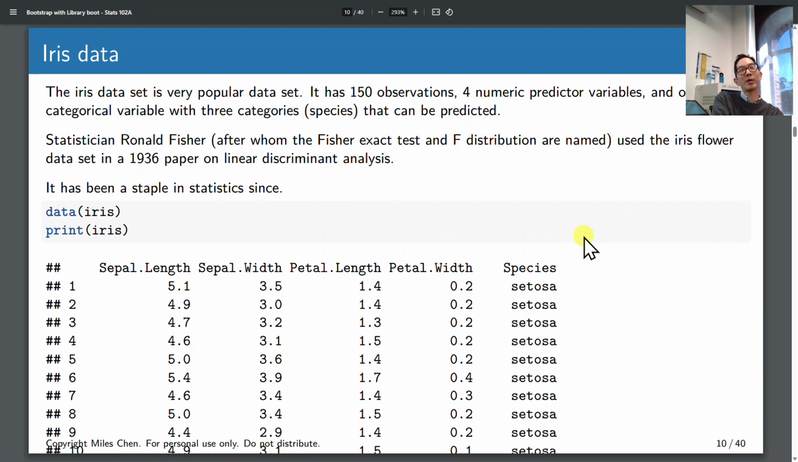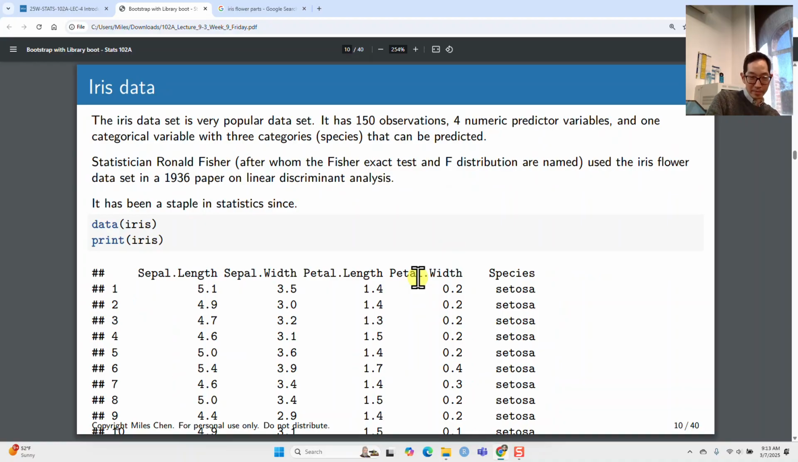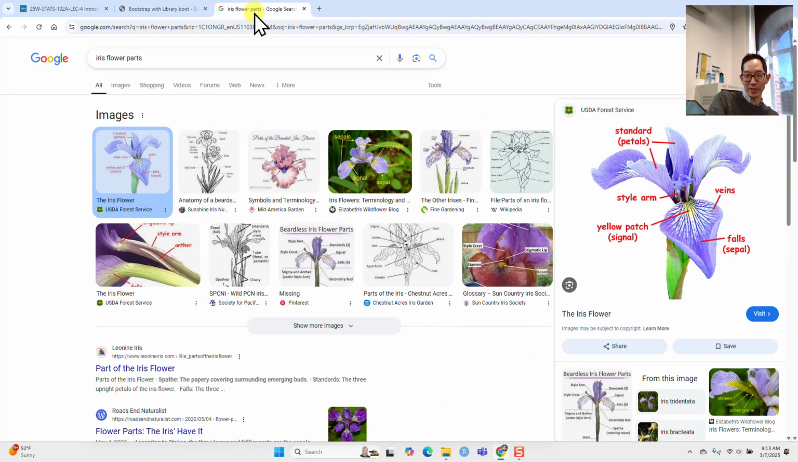Because we have 3 species, Setosa, versicolor, virginica. We have 50 observations from each of these 3 species, and we have these nice numeric variables, okay? And so our numeric variables are sepal length, sepal width, petal length, and petal width. And I didn't know what a sepal was until I looked at this. But here is a diagram of an iris, okay, from the USDA Forest Service, sorry.